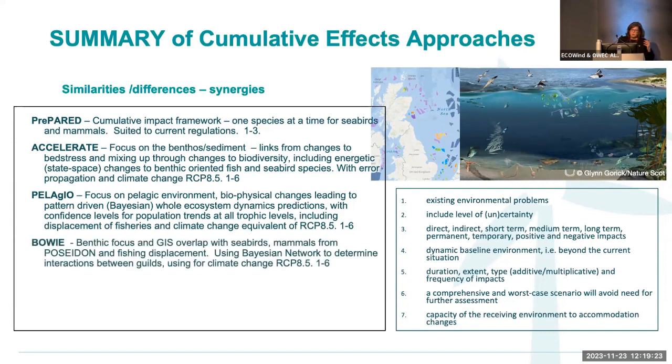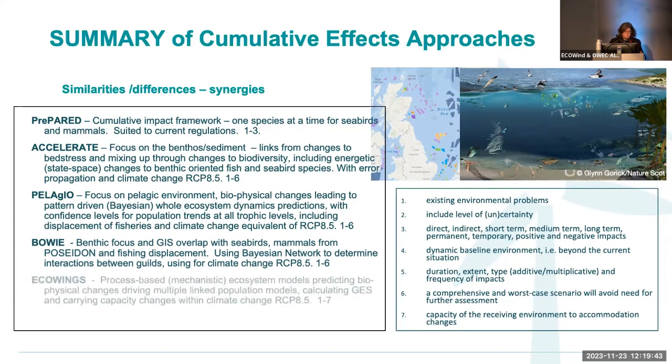Bowie, again, another benthic focus, but quite differently, looking at these GIS overlaps. The seabird mammal work coming in from Poseidon, as I understand, also looking at fishing displacement. And as James said, this Bayesian belief network approach, quite different to the other one, and trying to determine, though, the interactions with guilds, again, looking at climate change, again, getting ticked 1 to 6.